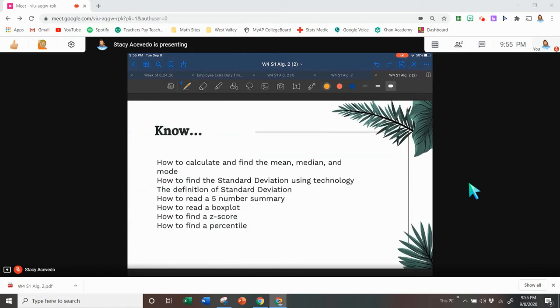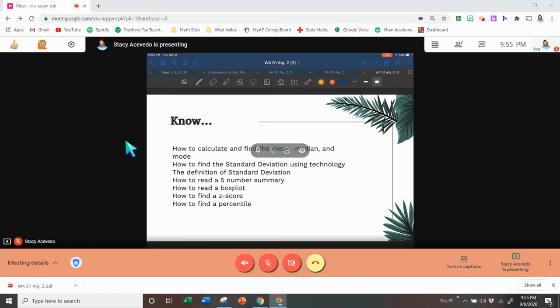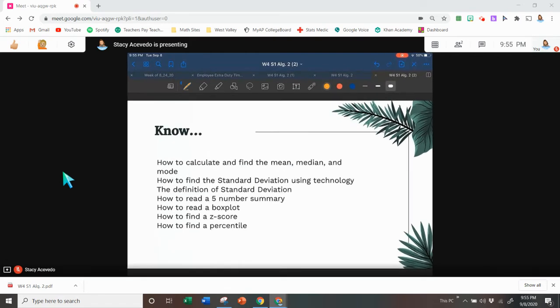to do that. But before we go on, I just want you to know a couple things for your quiz tomorrow. We're going to hit all of these things today as we go through our review. So I want you to know how to calculate and find the mean, median, and mode, how to find the standard deviation using technology, which we're going to do in just a moment. What is the definition of standard deviation? How to read a 5-number summary, how to read a box plot, how to find a z-score, and how to find a percentile.